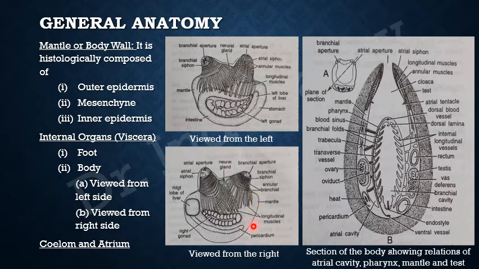And of course this is the outer covering, the mantle, and again the endostyle, which is not shown over here, lies on the ventral region of the pharynx. Here, this is the position. So these are all the structures which are showing the general anatomy of the animal.